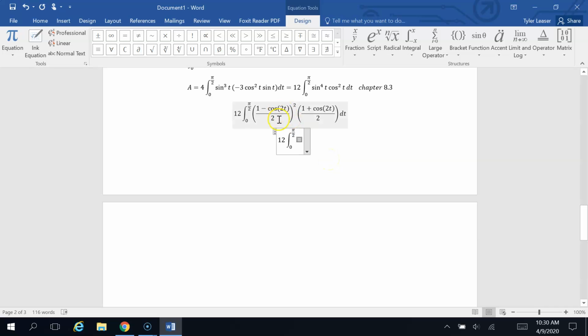All right, now what I would do is that I have a 1/2 here and a 1/2 here, which would multiply out to be a 1/4 out in front. I would also go ahead and FOIL out this 1 minus cosine 2t. So just write two of those side by side and FOIL it. We would get 1 minus 2 cosine 2t plus cosine squared of 2t.